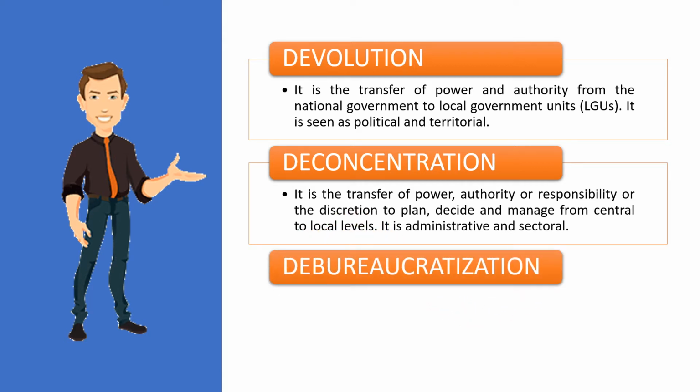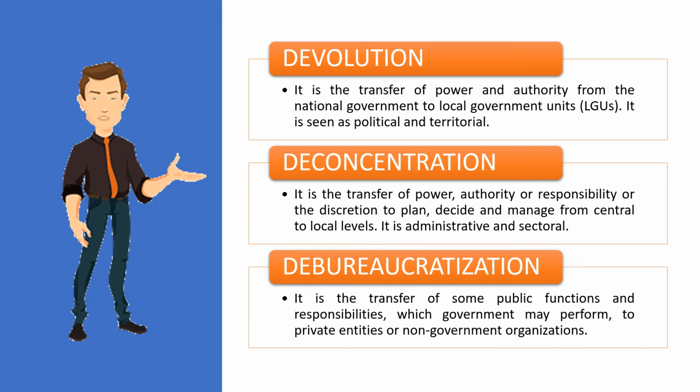And lastly, debureaucratization. Debureaucratization is the transfer of some public functions and responsibilities which government may perform to private entities or non-government organizations. It is a form of decentralization which involves the transfer of powers and functions from the government to non-government organizations or NGOs and people's organizations, including the private sector, all of which are sometimes referred to collectively as the civil society. The concept has been broadened to include harnessing the activities of various organizations in the voluntary sector. This concept recognizes that development is not the job of the government alone.